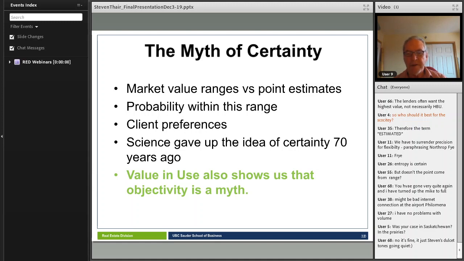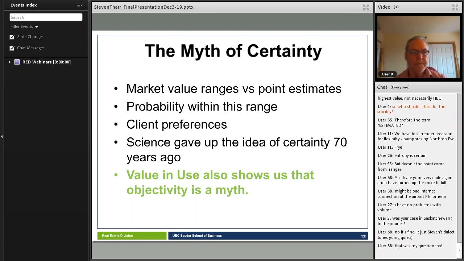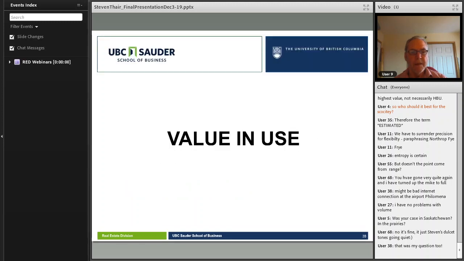What are dulcet tones? Okay, I already talked about how value and use. I haven't got there. We'll get to value and use. Here we are.